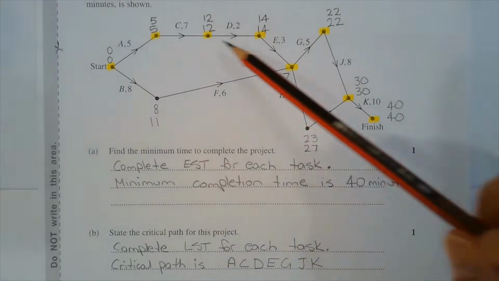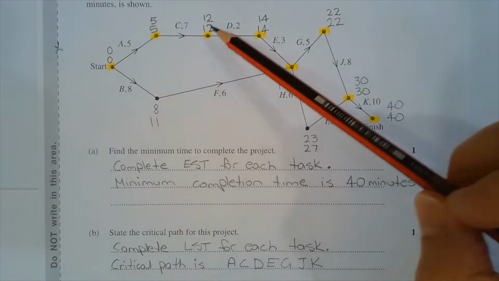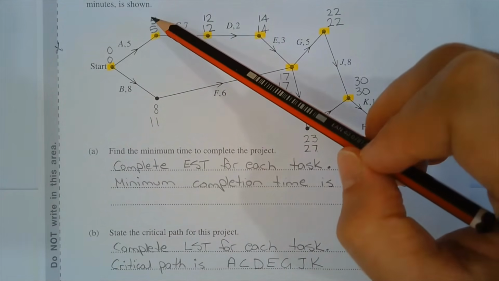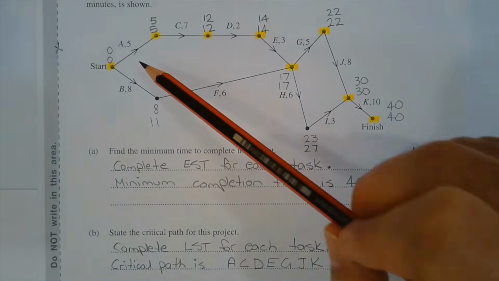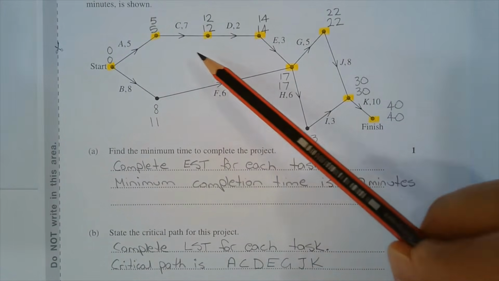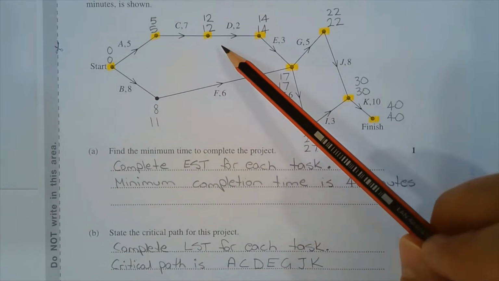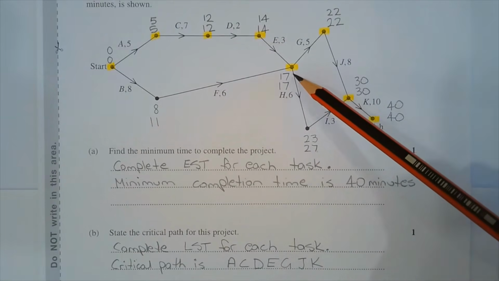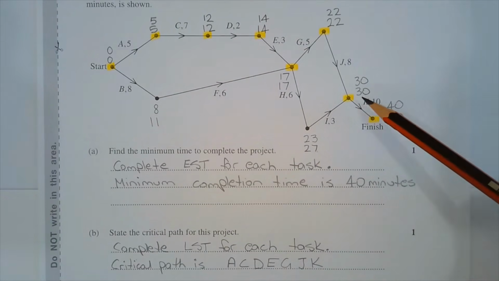The critical path is found by locating the vertices where the numbers, top and bottom, are identical, and I've highlighted them here. So the critical path is A, C, D, E, G, J, and K.